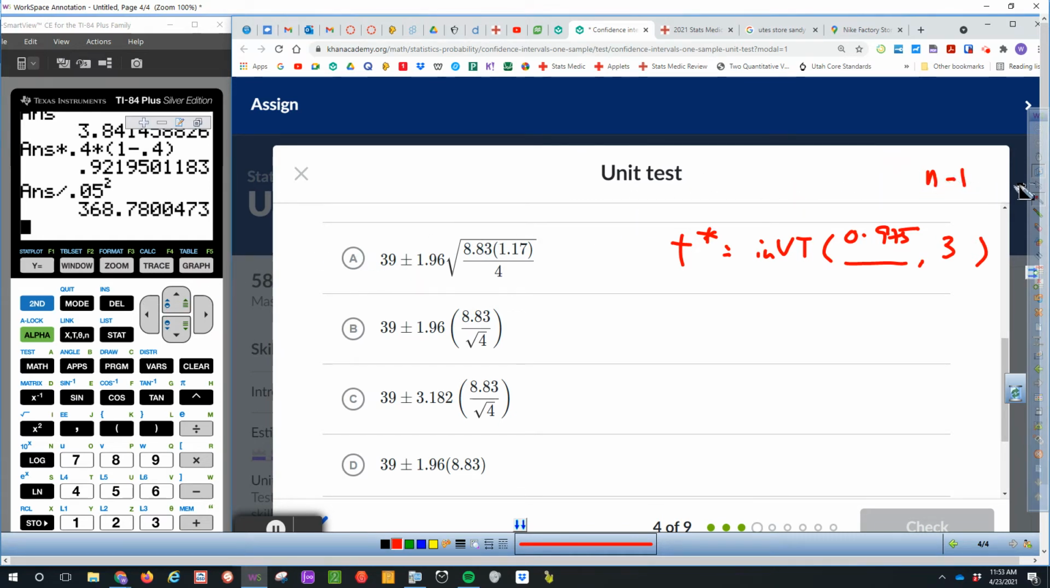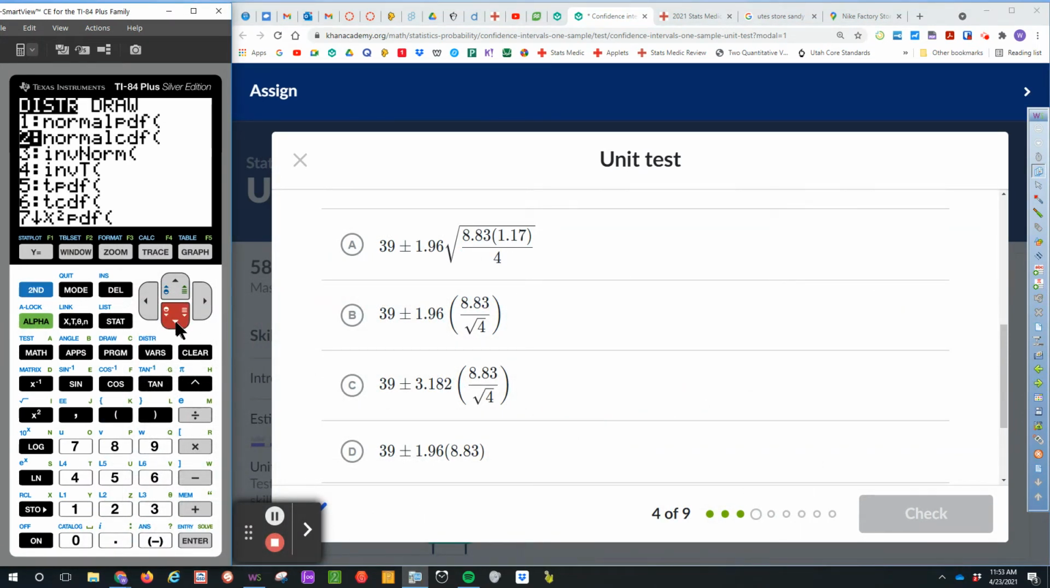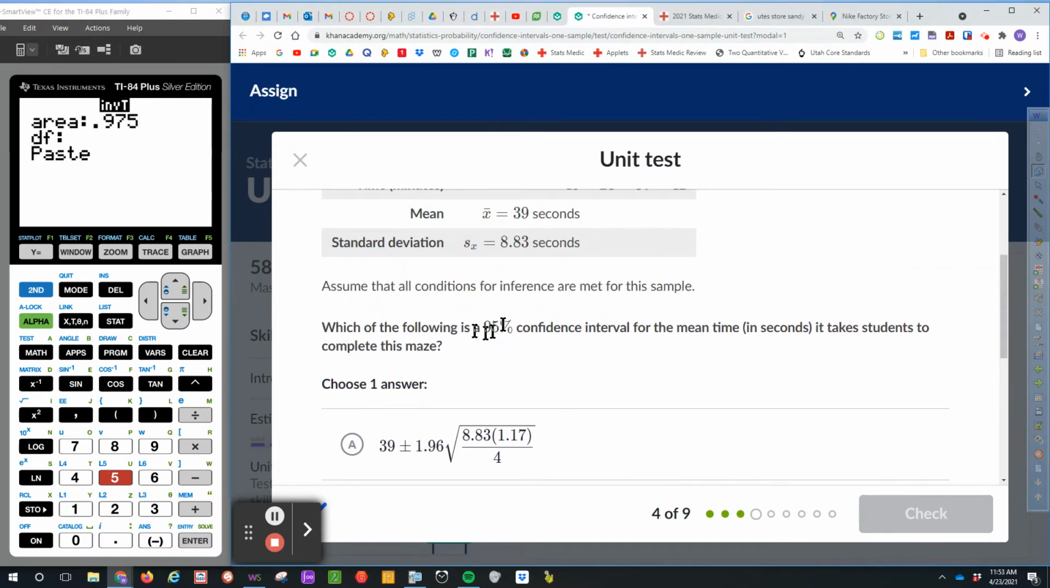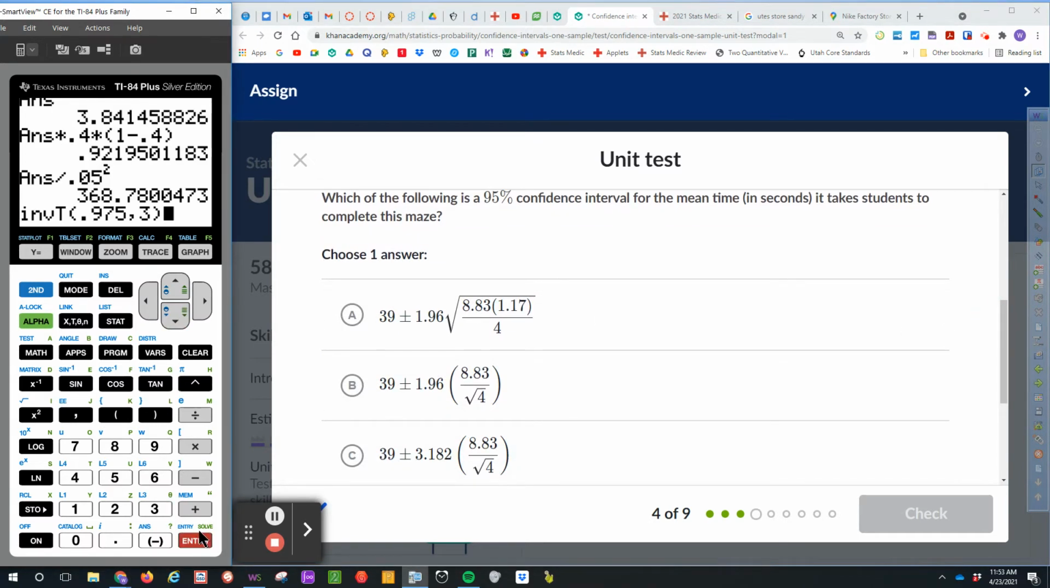So I need to go to second verse and then go down to number 4, inverse t, and then the area to the left is 0.975. So let's check. 0.975, is it correct? Yeah, 95. So I got to add one of the tail to it. And the degrees of freedom is 3. Oh, okay, so my T star is 3.182.